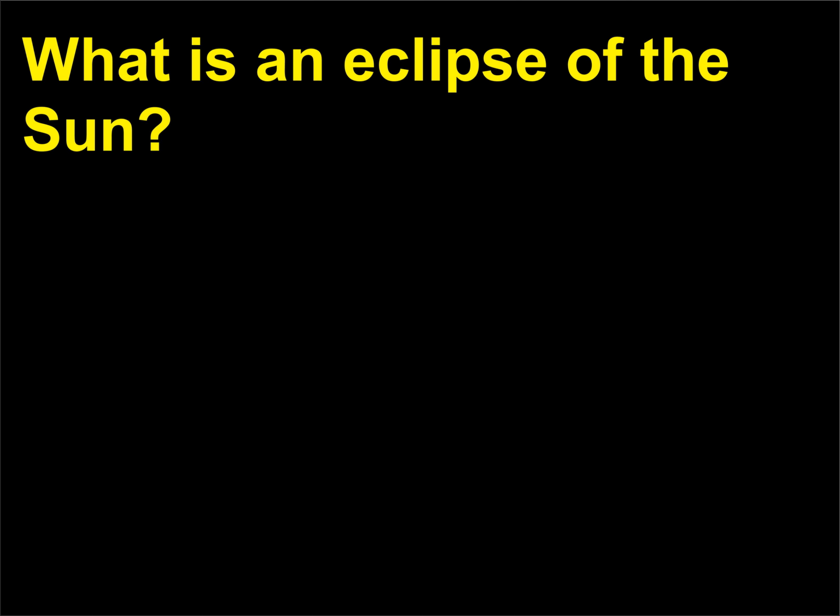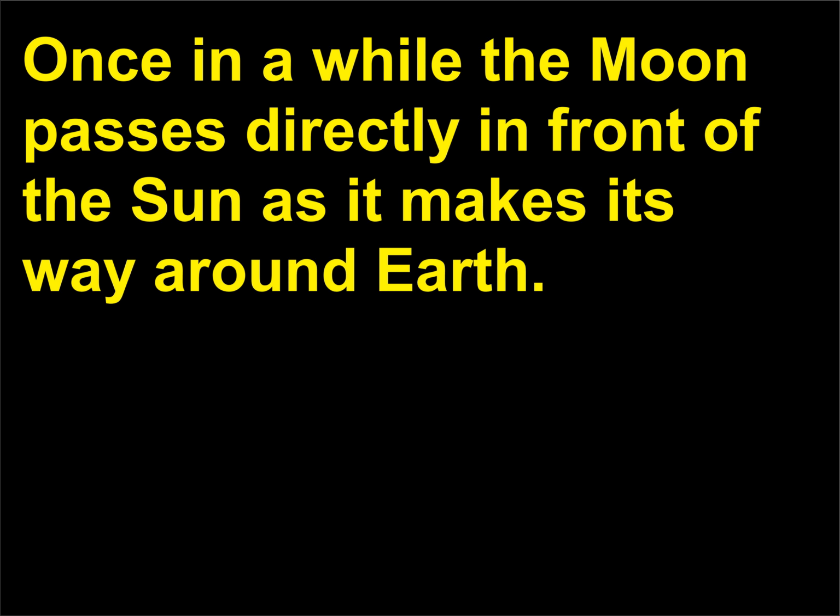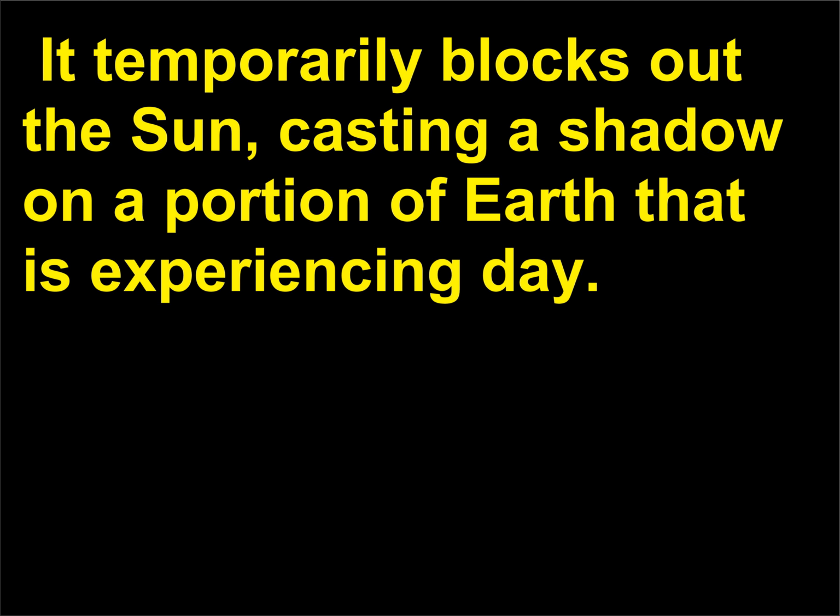What is an eclipse of the sun? Once in a while the moon passes directly in front of the sun as it makes its way around Earth. It temporarily blocks out the sun, casting a shadow on a portion of Earth that is experiencing day.